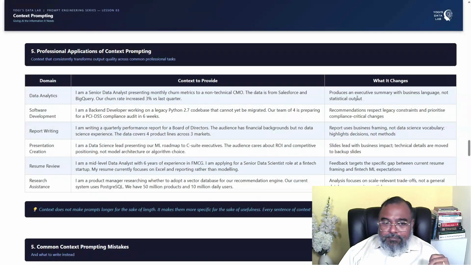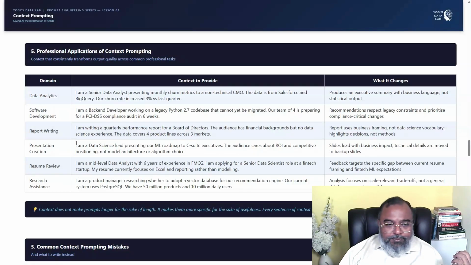Let's say that I am into data analytics and I am a senior data analyst presenting a monthly churn metric to a non-technical CMO. The data is from Salesforce and BigQuery. Our churn rate increased 3% versus last quarter. So what it will do is it will produce an executive summary with business language and not a statistical output. Similarly, you can go with software development, report writing, presentation creation, resume review, research assistance.